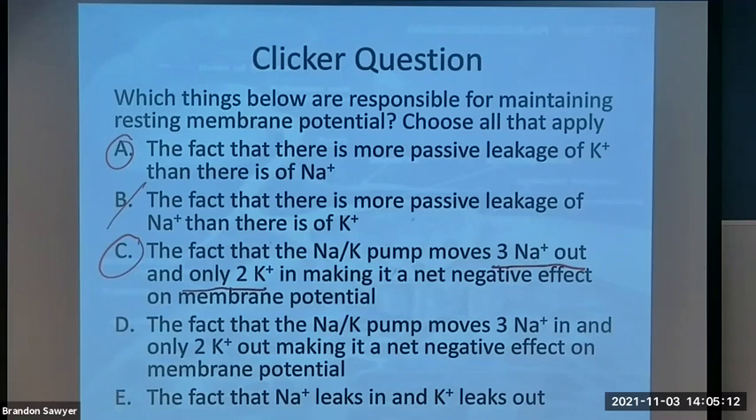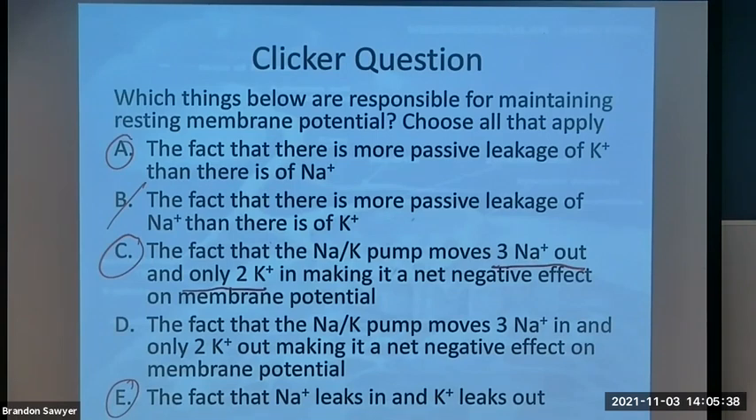Okay, and then the E one, the fact that sodium leaks in and potassium leaks out. Yeah, I mean, that's part of it for sure. They're both the same charge, so it's not super crucial, but that's definitely part of it. When we say one leaks more than the other, it is important to know which way it's leaking. If we're losing more of a positive charge to the inside, then that's going to make the inside more negative.